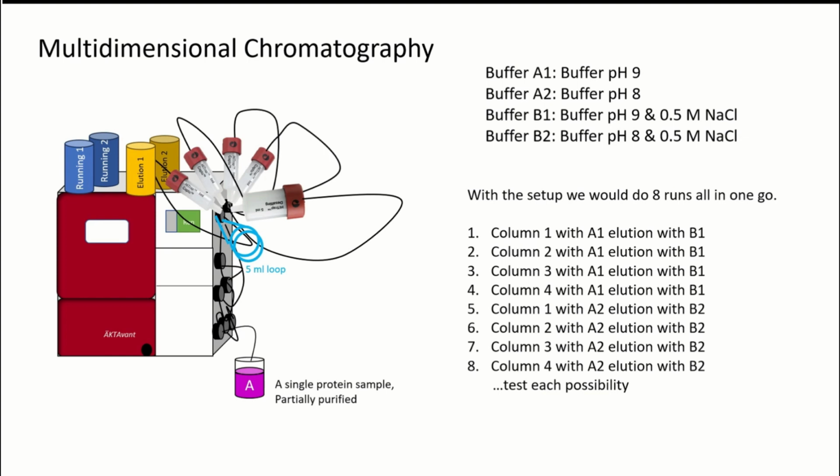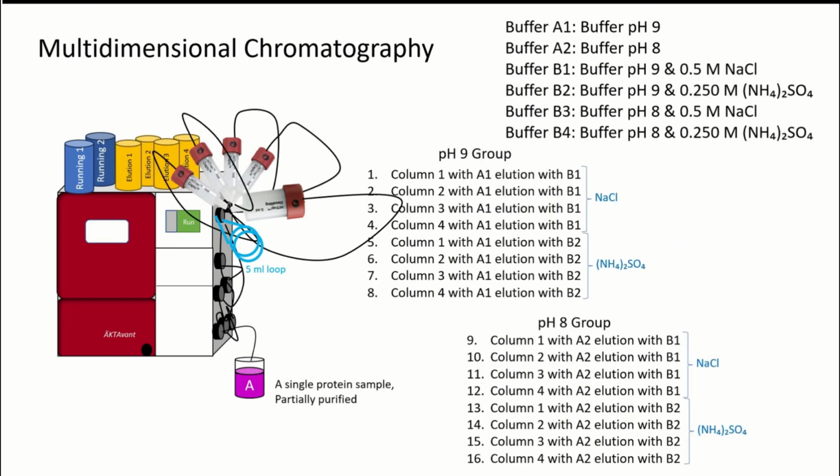But what I decided to set up was something slightly more complicated, and I did 16 runs. So here we have 4 elution buffers, right? And we still have the pH 8, pH 9. We still have the 0.5 molar sodium chloride, but I also added 250 millimolar ammonium sulfate. Now, why did I do this? Well, ammonium sulfate and sodium chloride have different properties. Sodium chloride is slightly more chaotropic than ammonium sulfate. And then you'll get different interactions with charge groups, both in the protein and with the resin.